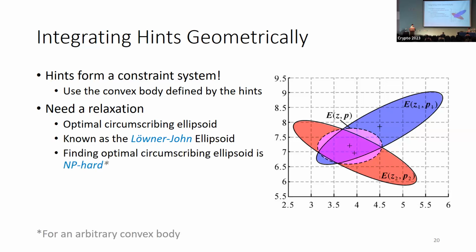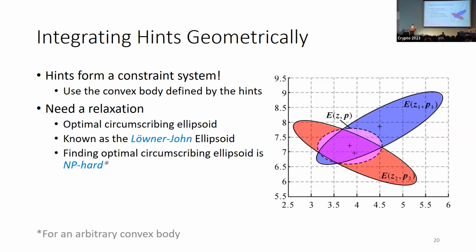But finding this optimal circumscribing ellipsoid, especially for arbitrary convex bodies, is known to be NP-hard. So that's kind of a problem. But it turns out for specific geometries, there are closed form expressions that are known, and that's the foundation for the ellipsoid method in linear programming.